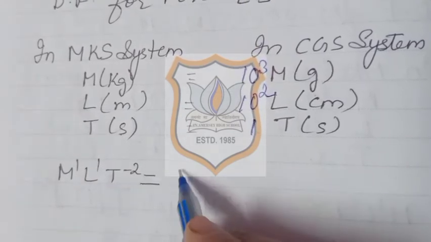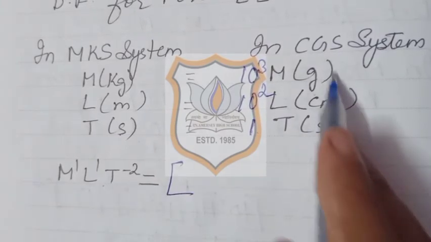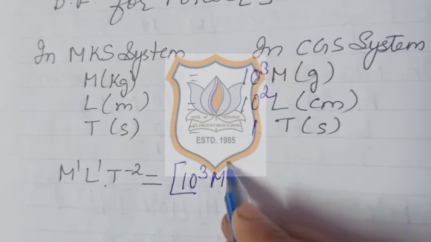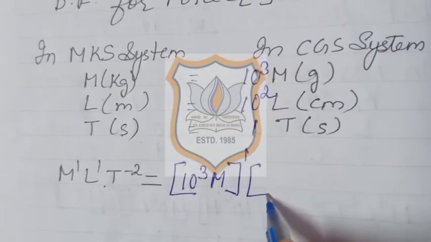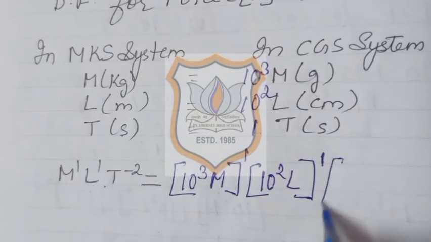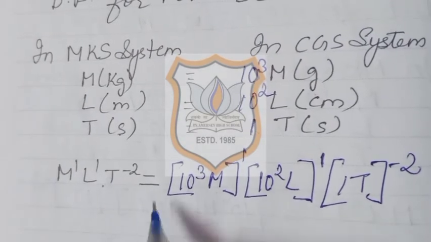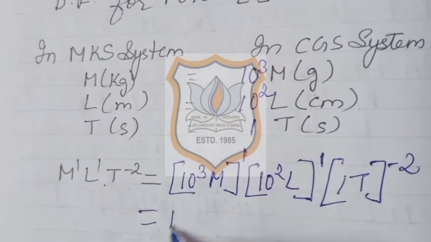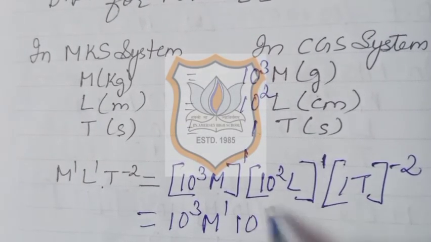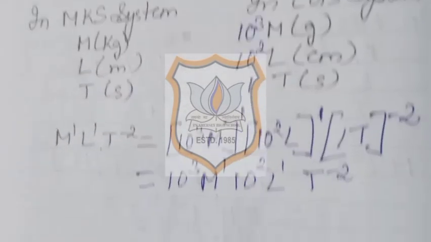Now what is the next step? M1 L1 T minus 2 is the dimensional formula in MKS system. Substitute its value in CGS. So that is 10 raised to 3 M to the power 1, 10 raised to 2 L to the power 1, and 1 T to the power minus 2. Now just to solve the powers, 3 ones are 3, M raised to 1, 10 raised to 2 ones are 2, L raised to 1, and T to the power minus 2.